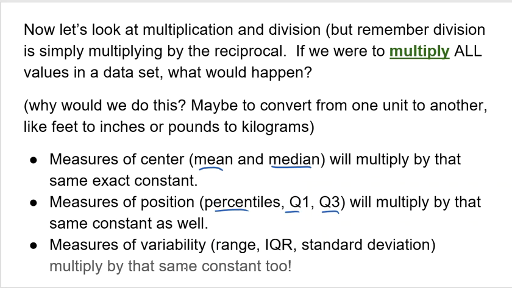But here's the next thing. Measures of variability, they get multiplied as well. So when you multiply, everybody gets affected by that multiplication. Because when you multiply, you are definitely affecting the spread. You're definitely getting more spread out. And to prove that to you, I have another example.